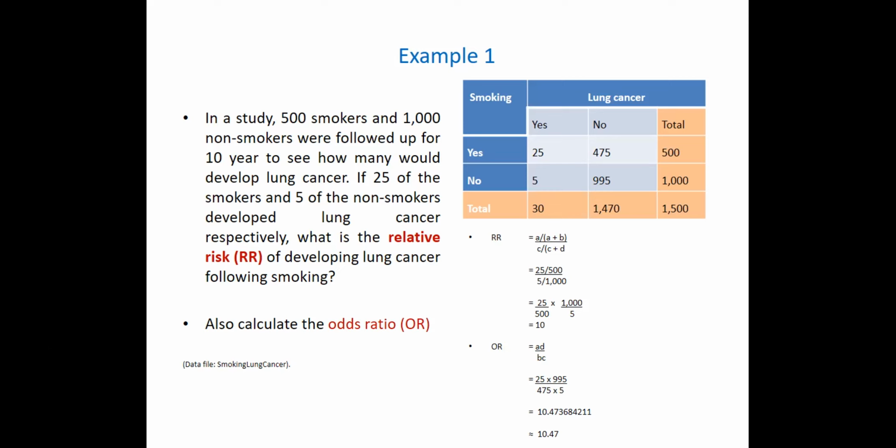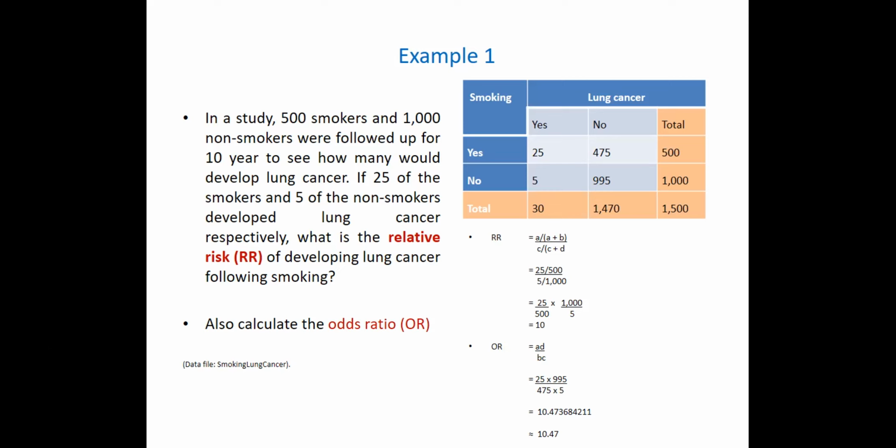So that shows that even the 25 is part of the 500. Yes, 25 over 500 is the risk of lung cancer among smokers. Among non-smokers, what is the risk of lung cancer now? That is, among those that do not smoke, the total number that develop cancer from that, which is 5, over the total number of those that do not smoke, which is 5 over 1,000. Yes, 5 over 1,000. Can you see that?